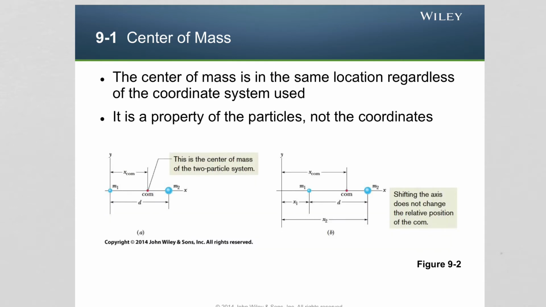Now let's look at an example that will show us how the positioning of the particles in a system changes the position of the center of mass. Let's look at two different configurations here. We have two masses, m1 and m2, placed in a two-dimensional coordinate system, while both masses are located along the x-axis. Mass m1 is located at the origin of the coordinate system. Mass m2 is located a distance d from the origin.